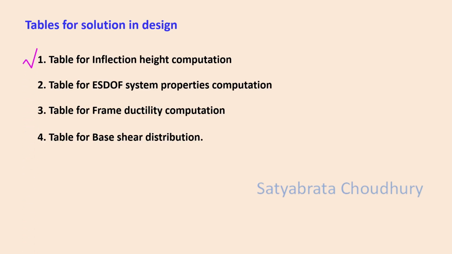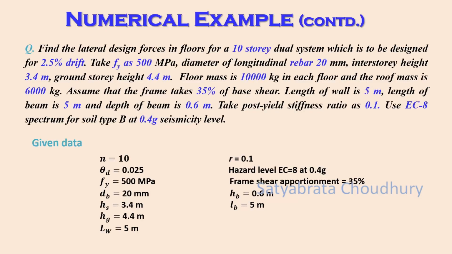Out of this table, we have already covered the table for the inflection height, the first table. Today, we shall take up the case of the second table, table for the computation of the equivalent single degree of freedom system properties. The actual system is multiple degree of freedom system, and this can be converted to an equivalent single degree of freedom system. We have discussed this in earlier videos. And these properties are to be utilized gradually to get the other properties related to the design.